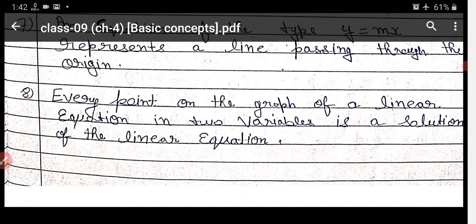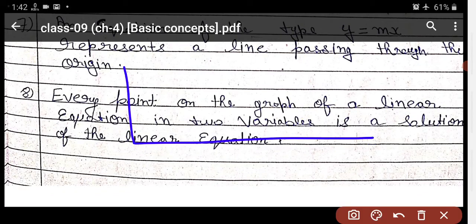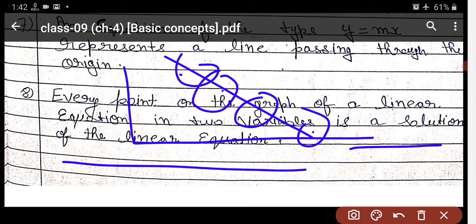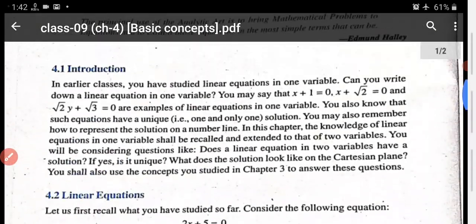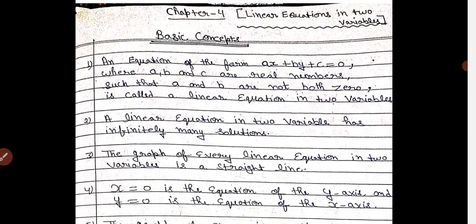Every point on the graph of a linear equation, if you have the graph of a linear equation as a straight line, and you take some other point on the same line, is also a solution of the linear equation. These other points are also solutions of the linear equation. So once again I am telling this concept in brief. Already I have explained all these points in detail.